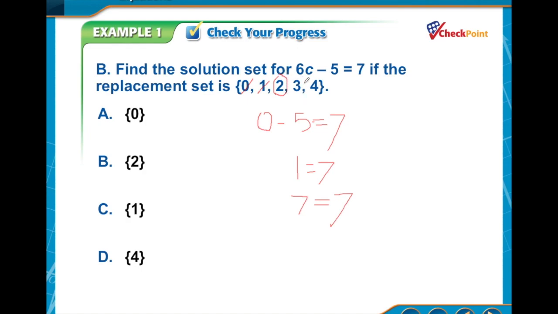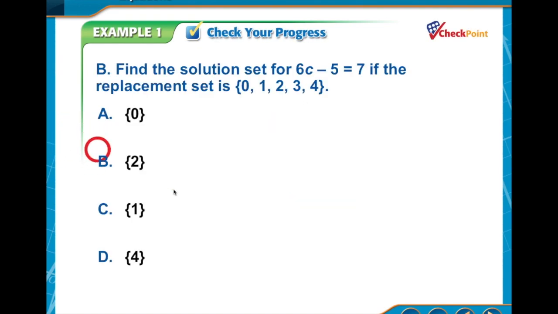And I know if I plug in 3 and 4, the number on the left is just going to get bigger, and it's going to be bigger than 7. So the only number here that will work out of this whole set is the number 2. So of the available choices, we should get B, 2. And there we have it.